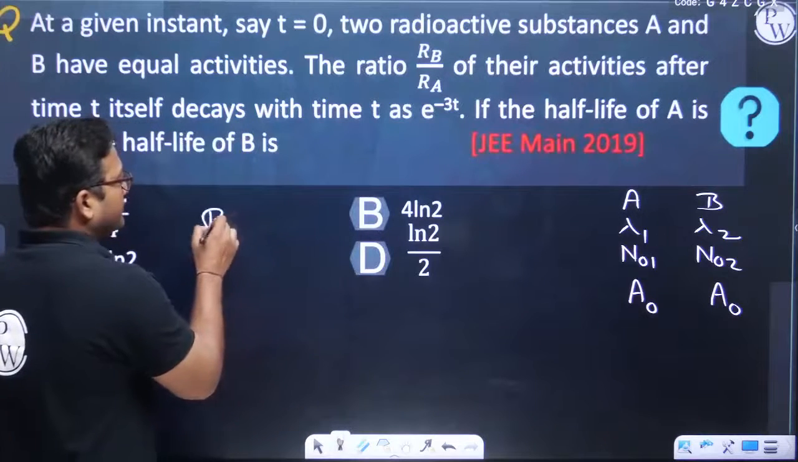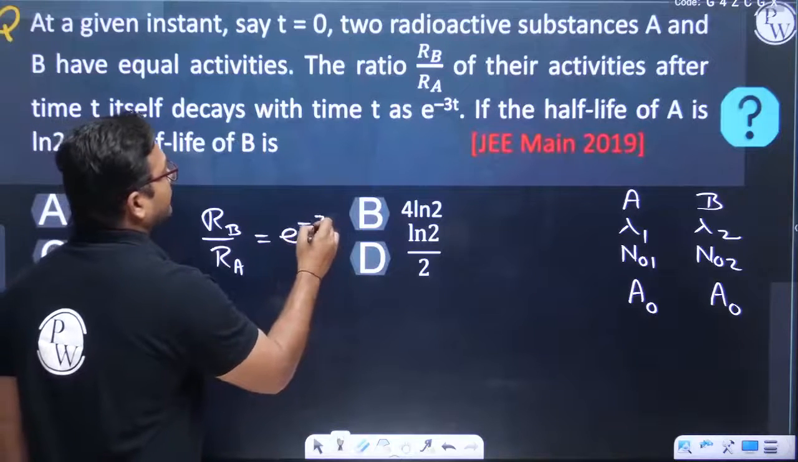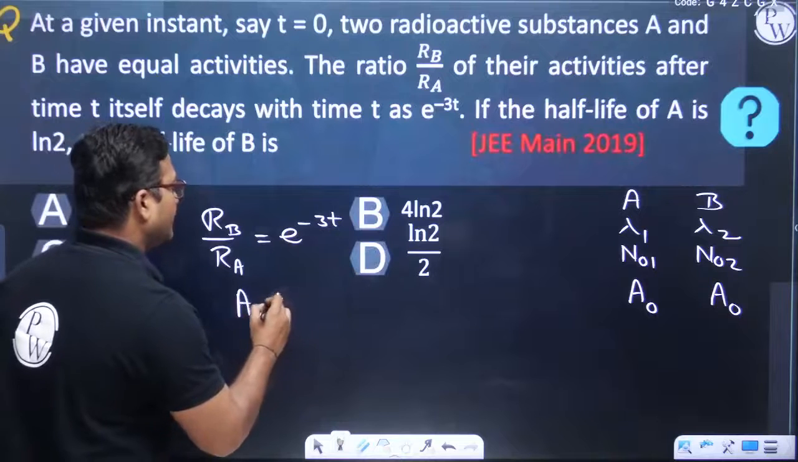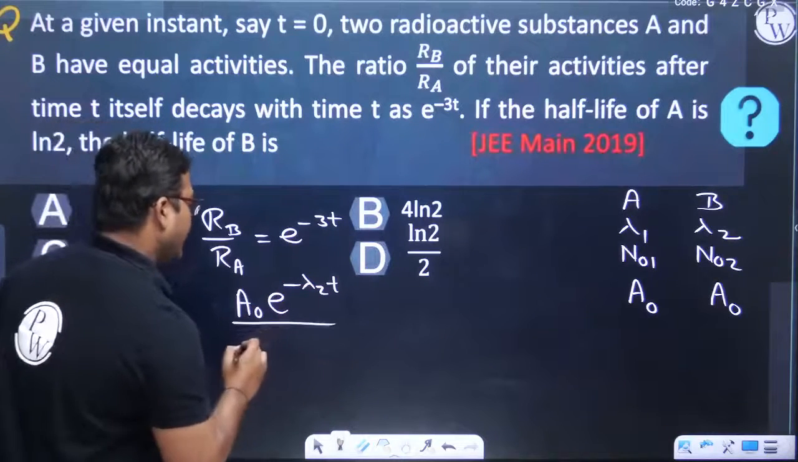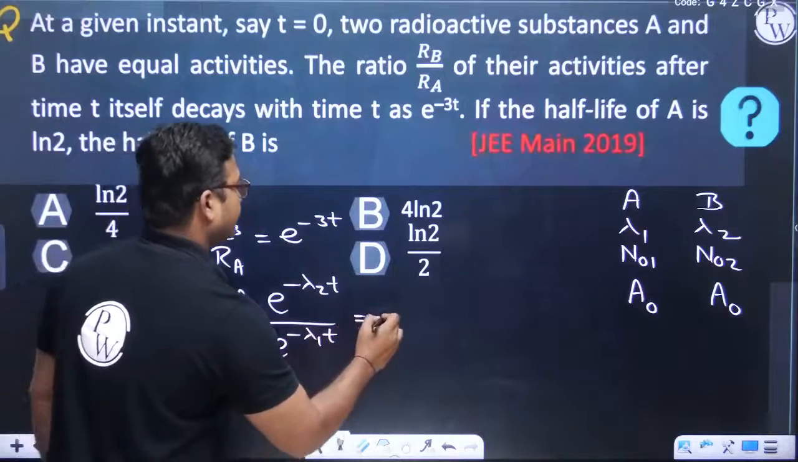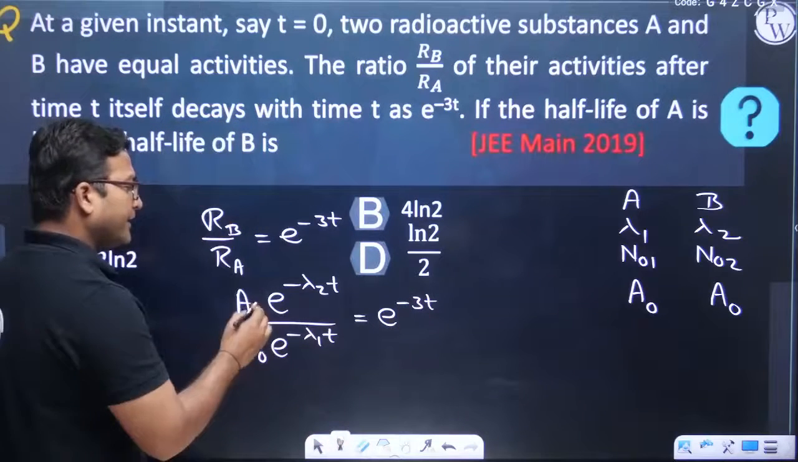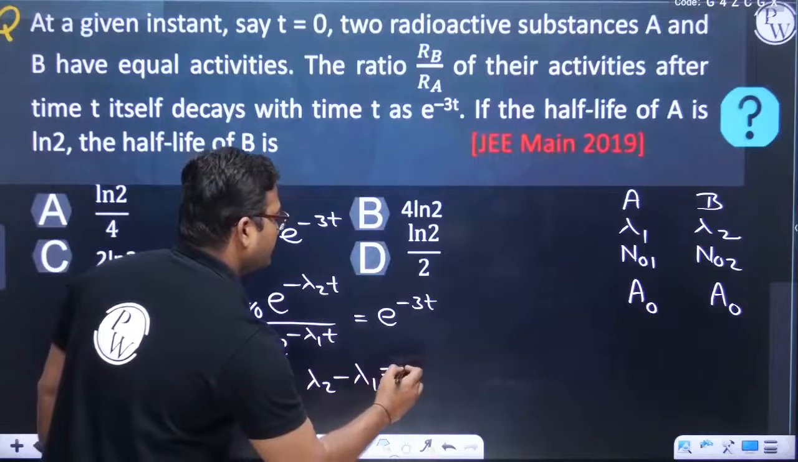As RB over RA is e to the power minus 3t, I can write RB as A naught e to the power minus lambda 2 t and RA as A naught e to the power minus lambda 1 t, and that equals e to the power minus 3t. A naught gets cancelled and you can easily write lambda 2 minus lambda 1 equals 3.